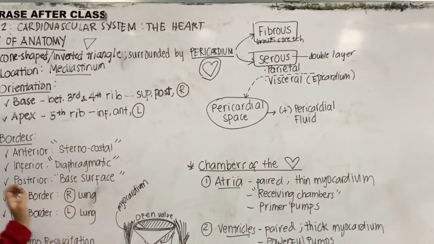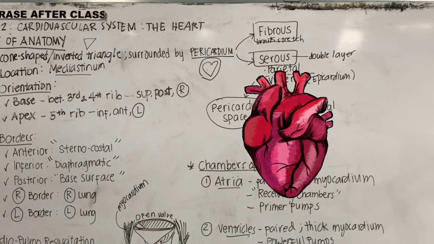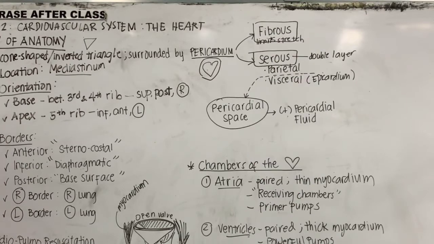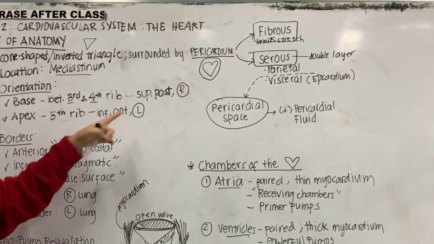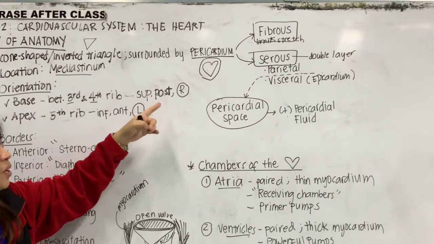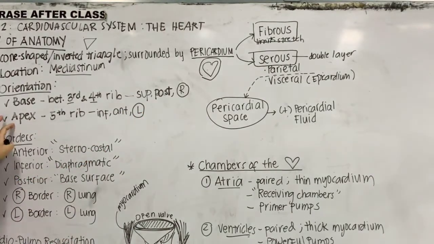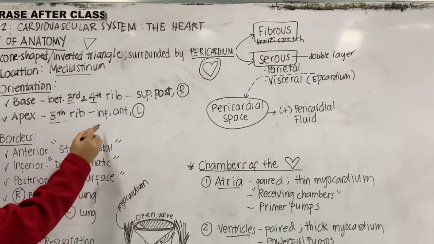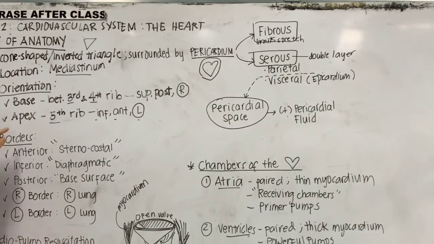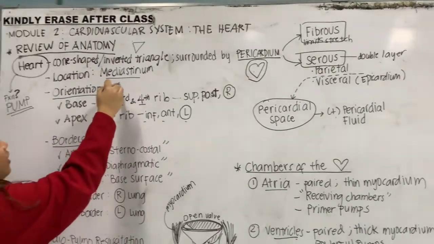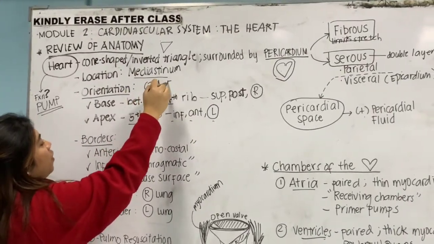Next, let's proceed. So what else about the heart? We have here the orientation. Again, it is an inverted triangle. The base is at the top, the apex is at the bottom. But more specifically, your heart base is located between the third and the fourth rib, and is oriented superiorly, posteriorly, and towards the right. You have your apex here, found at the level of the fifth rib, and it is oriented inferiorly, anteriorly, and to the left. So you might say that the heart is found from the third to the fifth rib.